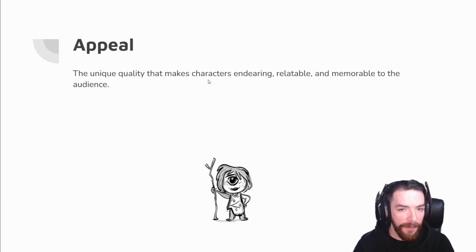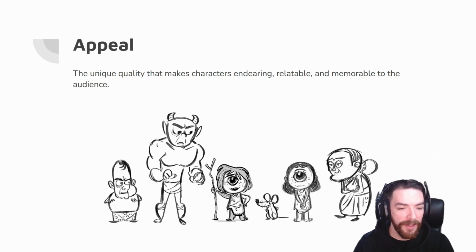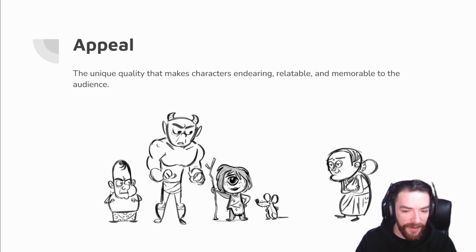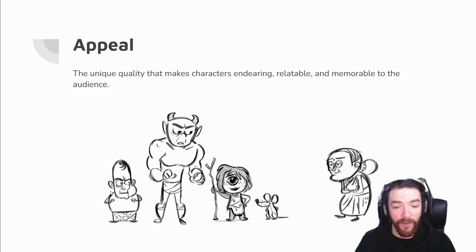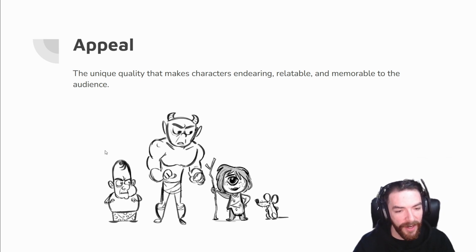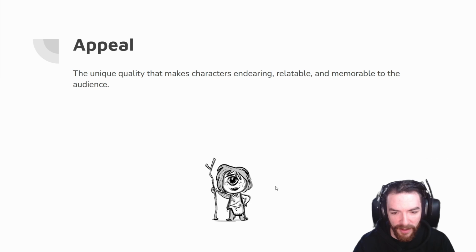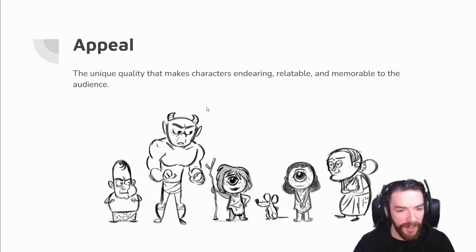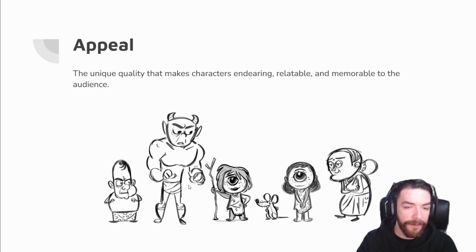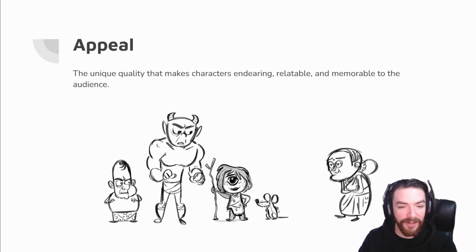Appeal. The unique quality that makes a character endearing, relatable, and memorable to the audience. So having a unique cast of characters that are unique to themselves and play off of one another is very important when telling a story. So you can see this interesting cast of characters that I would assume looks kind of like the Croods. You've got maybe some caveman or one-eyed cave woman and then a rat, maybe some mean uncle and an old lady over here, and maybe the father. But it's an interesting, unique cast of characters that each have their own personality. Is what I'm getting at.